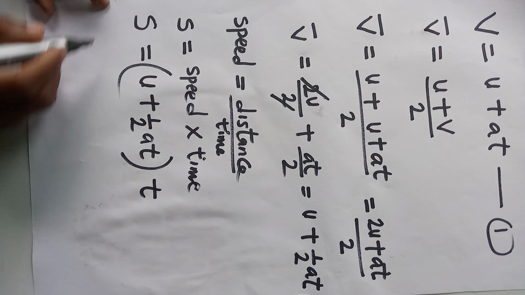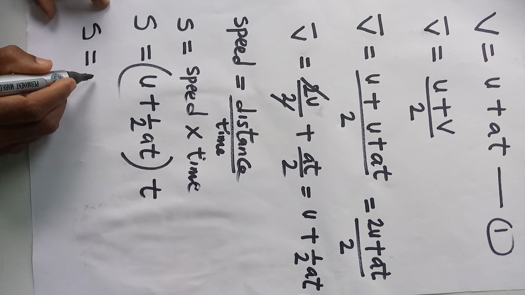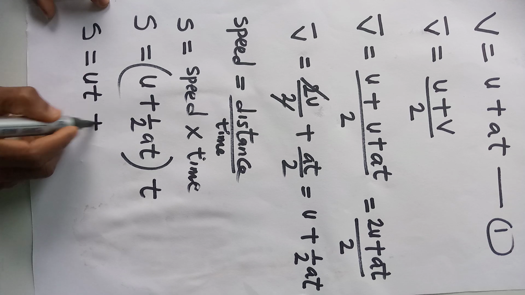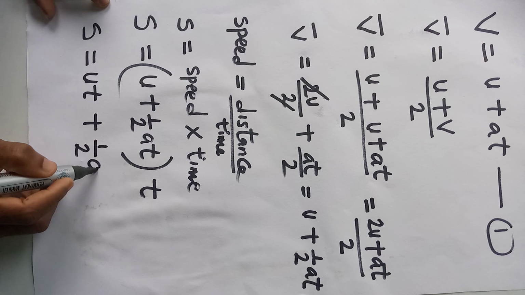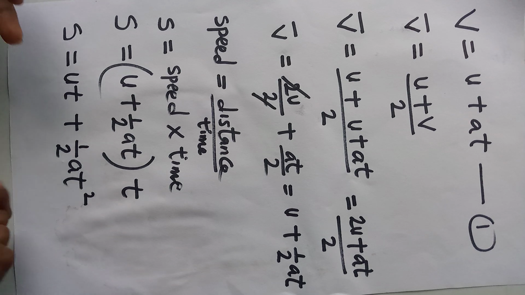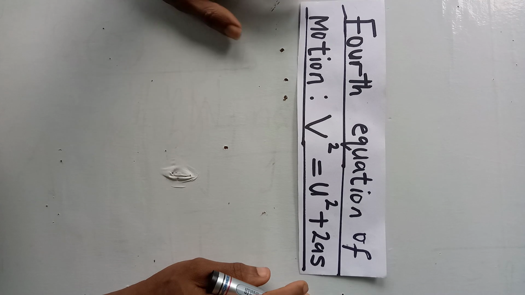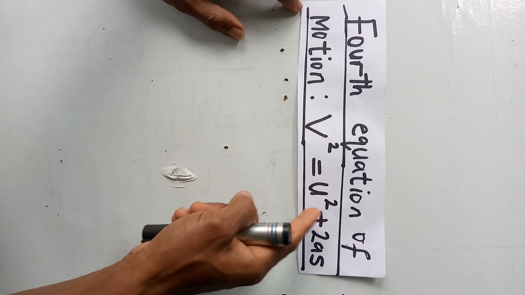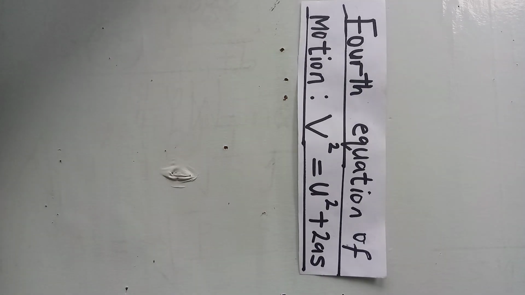Now let's simplify this. Let's open the brackets. So what do we have? We have UT plus 1 over 2 AT times T. We have 1 over 2 AT squared. So this formula gives us the third equation of motion, right? Quickly, let's look at the fourth equation of motion. The fourth equation is V squared is equal to U squared plus 2AS. All right, let's quickly derive that in a simple way.